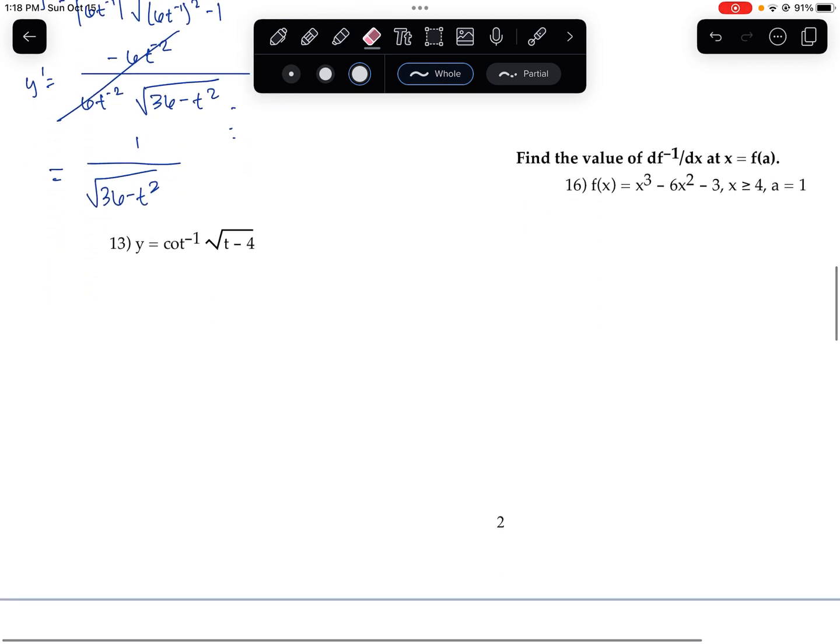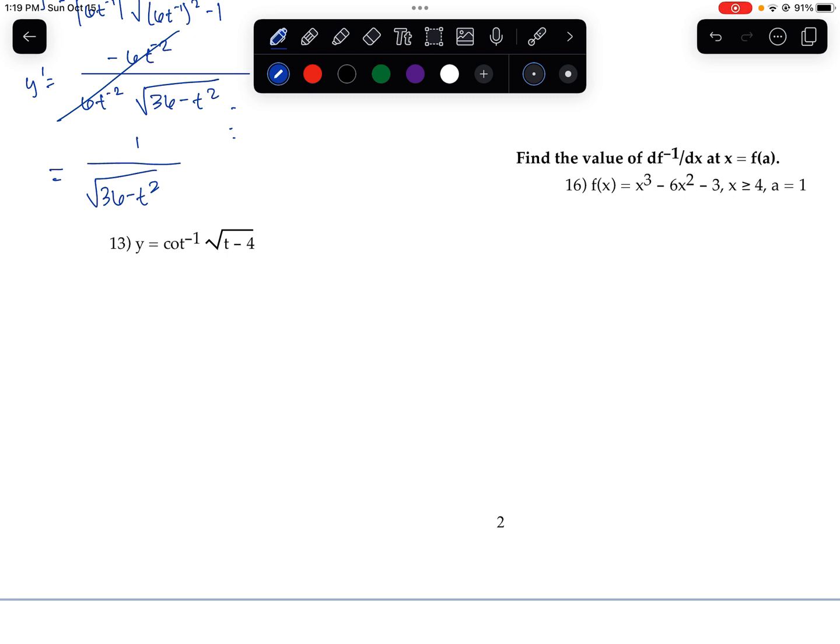Okay, 13. Cotangent in arc cotangent. So the derivative of arc cotangent. So we'll say y prime is equal to negative 1, because that's arc cotangent. Okay, and then we're going to have the 1 plus the square root of t minus 4, and that's going to be squared, times the derivative of the inside, and the derivative of that, you can think about it like being raised to the 1/2.